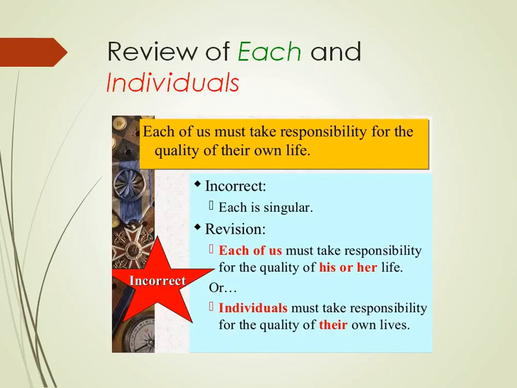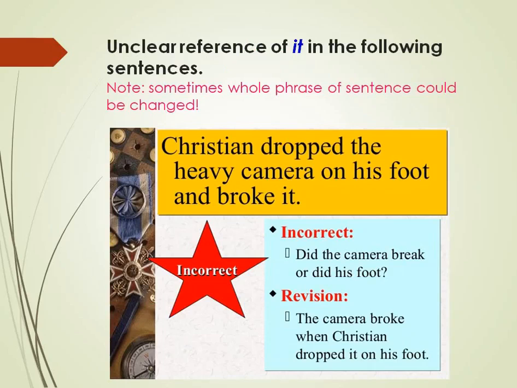And the next one: individuals must take responsibility for the quality of their own lives. So individuals is plural, and that is why the possessive case would be their. So you must be very careful in choosing the relationship. If the noun is singular, the pronoun reference would be singular. If the noun is plural, the referencing would be plural. Next slide. Unclear pronoun references of it in the following sentences.